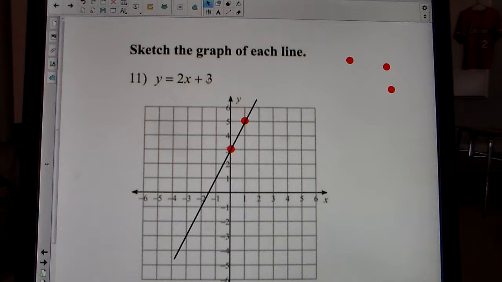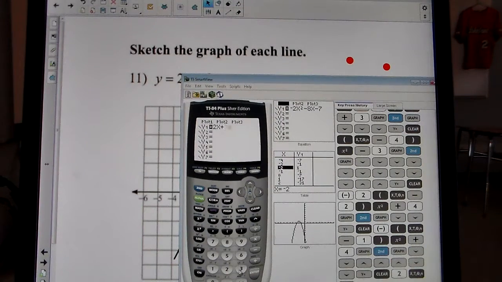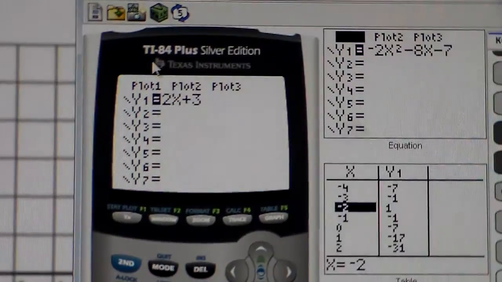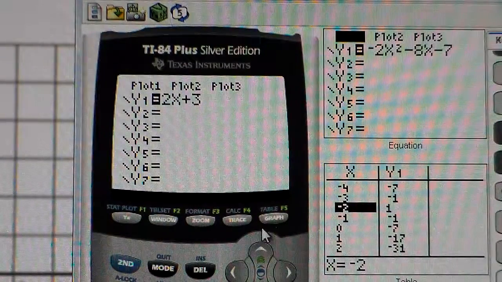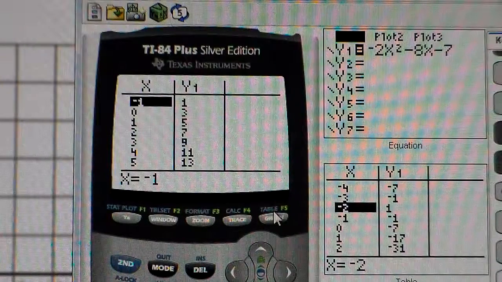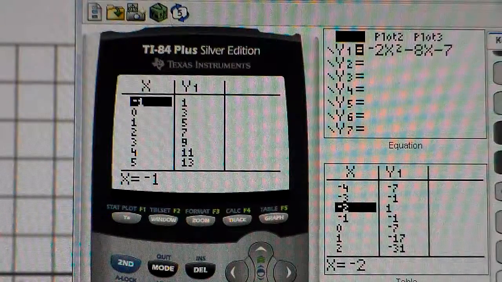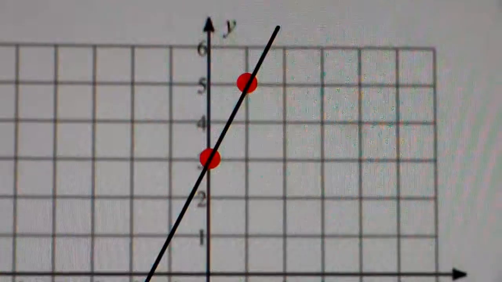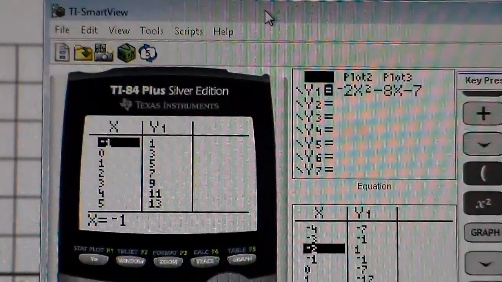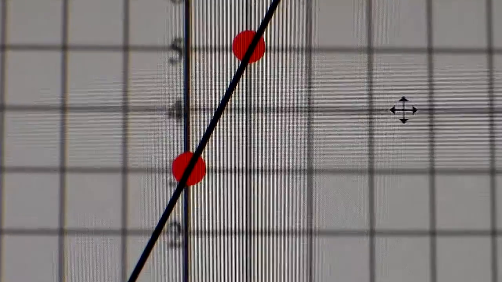But in case you forgot all about the y-intercept and the slope, you can also put it on your graphing calculator. So you hit your y equals, and we can type it in. Y equals 2x plus 3. We can hit our graph button. That'll show us what the graph looks like. And if we hit second graph, we get a table, and we could plot those points. We had the points negative 1, 1, 0, 3, 1, 5, and we could plot all those points right on our graph. All right. So that's the answer to number 11.